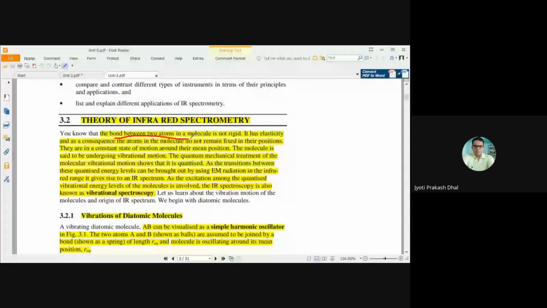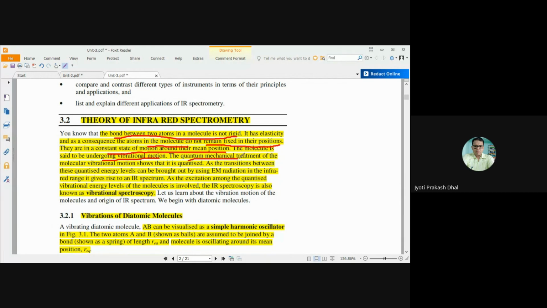Now we will discuss the theory of infrared spectrometry. The bond between the two atoms in a molecule is not rigid, that we know. So when two atoms undergo formation of a bond to form a molecule, the bond between the two atoms is not rigid. It has elasticity, and as a consequence, the atoms of the molecule do not remain fixed in their position. They are in a constant state of motion around their main position. The molecule is said to be undergoing vibrational motion.